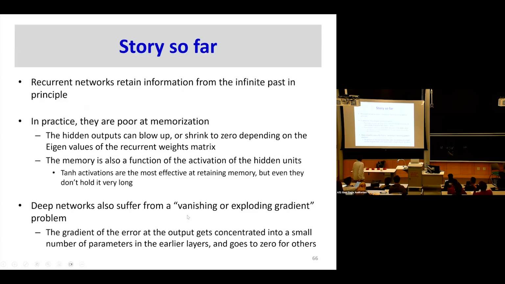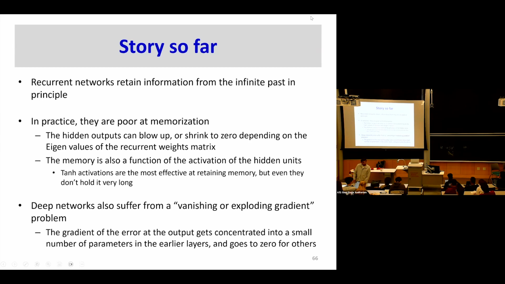And so we have this summary that recurrent networks are supposed to retain information from the infinite past, but in practice, they are poor at memorization because the hidden layers can blow up or shrink to 0 depending on the eigenvalues of the recurrent weight matrix. The memory is also a function of the activation of the hidden units. TANH is the most useful, but nonetheless, it's not great. And deep networks also, the memory behavior going forward ends up being a function of the weight matrix and the activations, right?